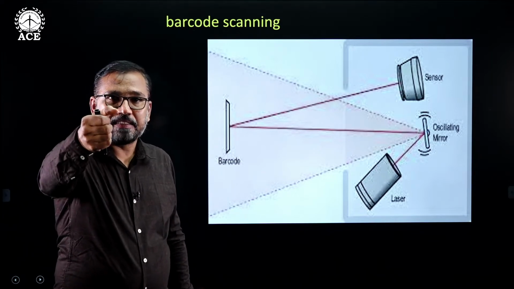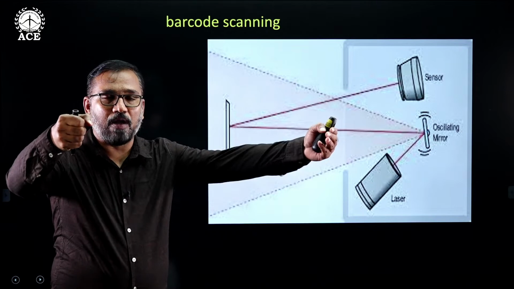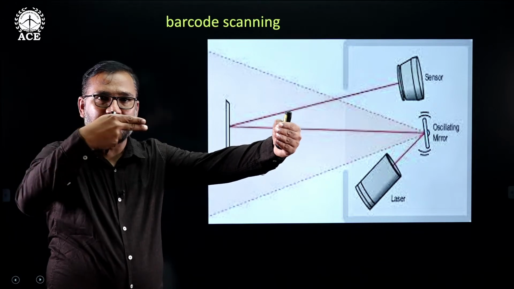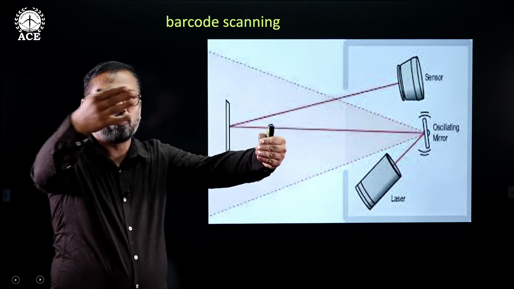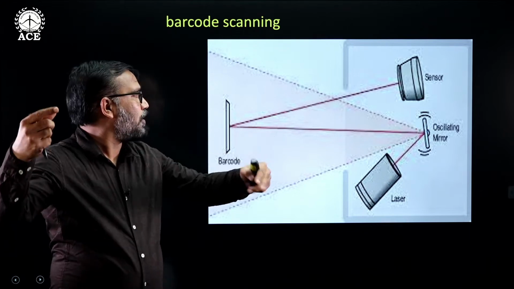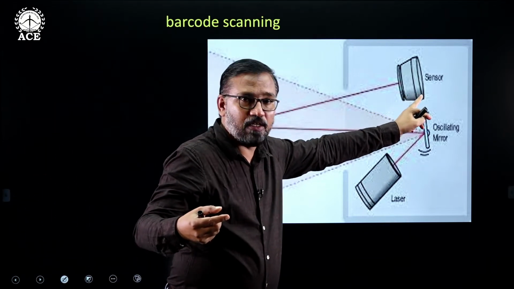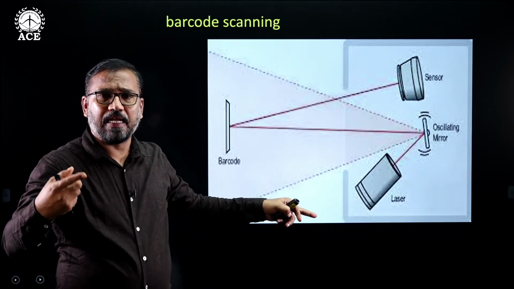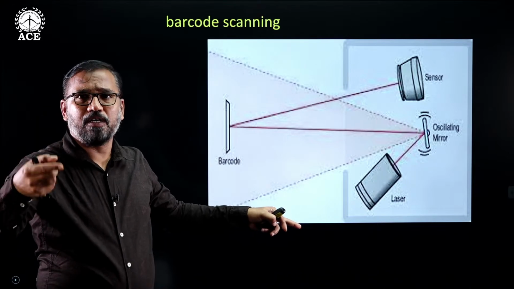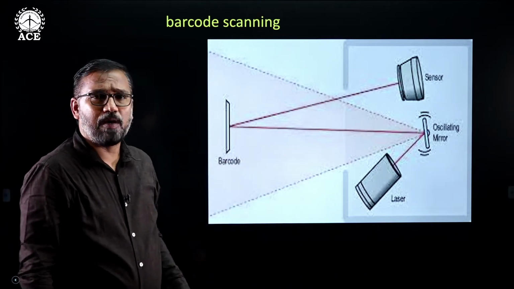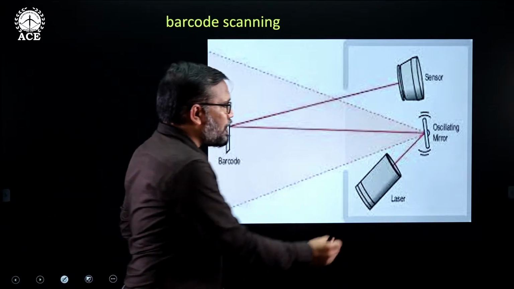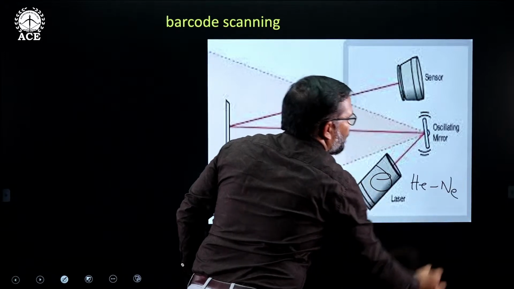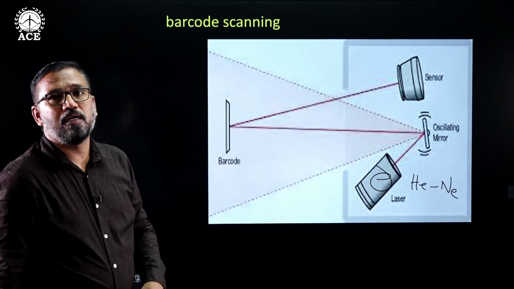Similarly, we have a laser gun, a barcode scanner. There is a barcode, which is an image, and there is a barcode scanner. The scanner gives light, which falls on the barcode and reflects back onto a cell. It reaches a sensor, which senses the light signal, and that light signal is converted into an electrical signal. So that is a barcode scanner. Which kind of laser are we using here? It is a helium-neon laser only. To read the barcodes, we use the helium-neon laser.